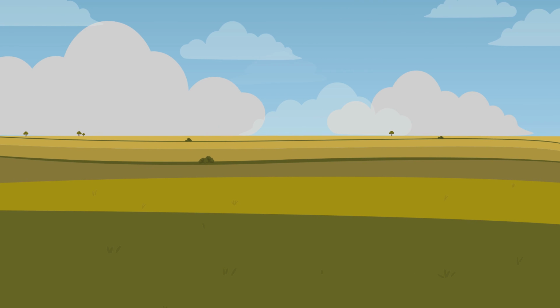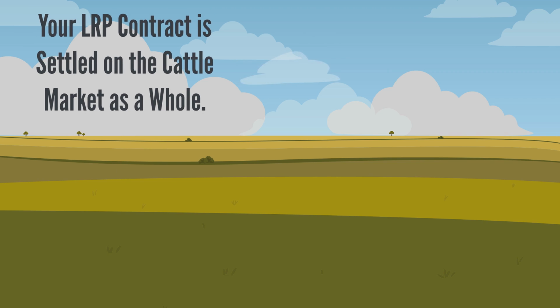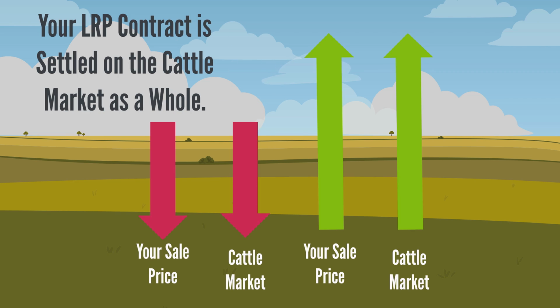That's an excellent question and is often the most misunderstood part of LRP. The LRP program actually looks at the cattle market as a whole, not what you sell your cattle for. The reality is when the cattle market goes up, then what you receive on your ranch likely goes up, and when the cattle market goes down, you're likely to receive less when you sell. The two are correlated, but LRP is based on the cattle market and not on the price you receive.